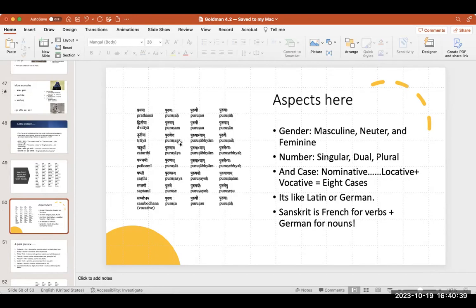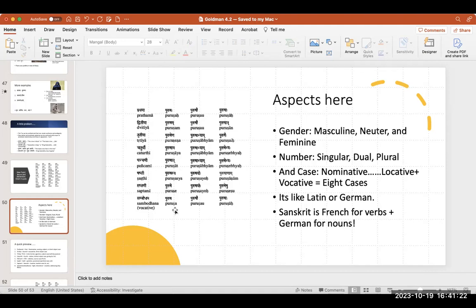Tṛtīyā is the instrumental, by means of which something is done: puruṣeṇa, by the man or with the man. Caturthī is what's called dative: puruṣāya. Dative is like someone who receives a gift. Pañcamī, fifth, puruṣāt, ablative, is from a source somewhere. Ṣaṣṭhī is the genitive, which is like our word "of." Saptamī is locative, puruṣe. And then finally, there's an eighth form, which is the same as the first form except for one little difference, and that's vocative.